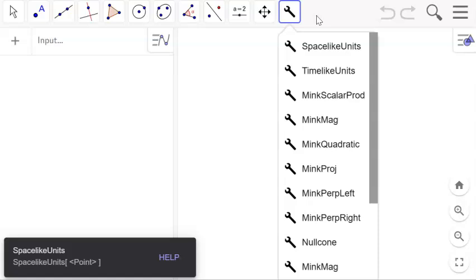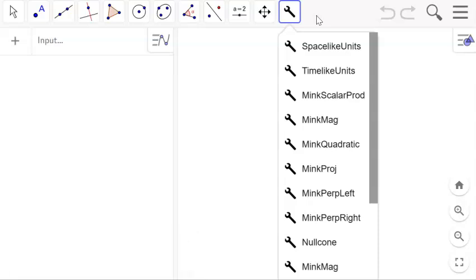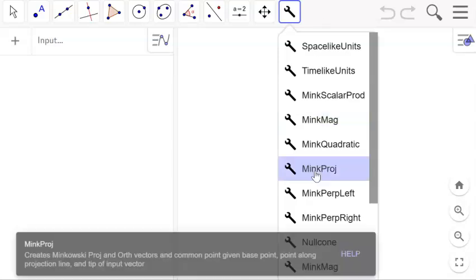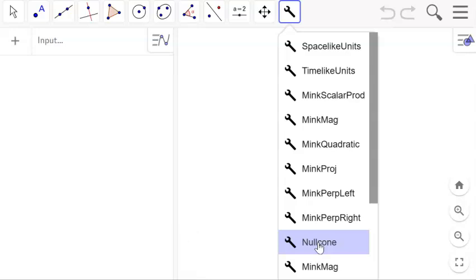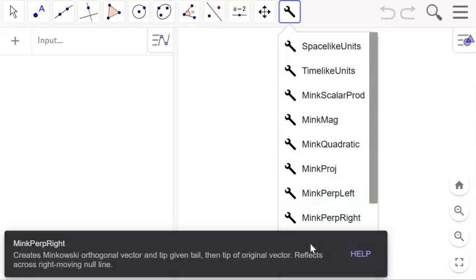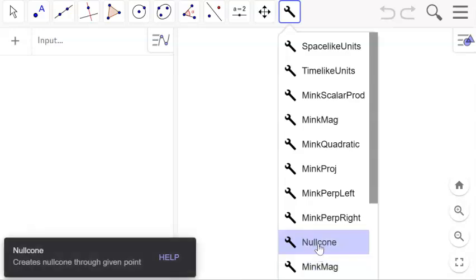Got a list of these. Some of them are repeated. That's a bit redundant, and I might go back and clean it up a little bit. But probably the first thing you'd want is pick a point and create the null cone. You click on that tool, and it's got a very brief description there that says it just creates the null cone through the given point.